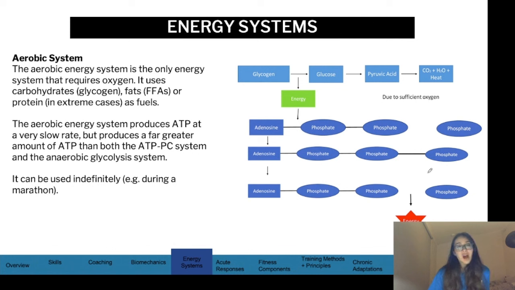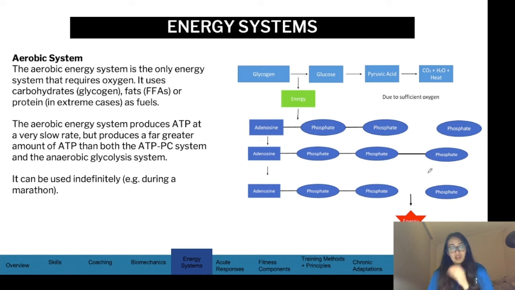Okay, so moving on from that, we're looking at the aerobic system now. We start to increase our respiratory rate, we increase our heart rate, all of that happens. The reason for this is that we want to get more oxygen to the working muscles, because then we can increase our use of the aerobic system. This aerobic energy system is the only energy system that requires oxygen, and it uses carbohydrates, glycogen, fats, which get broken down to free fatty acids, and in extreme cases, protein as fuels.